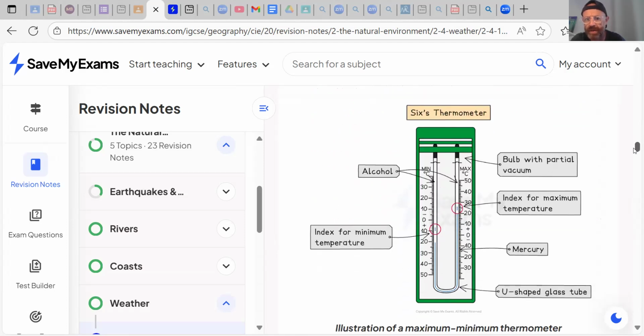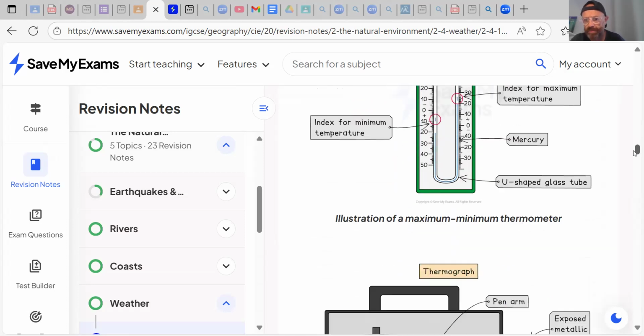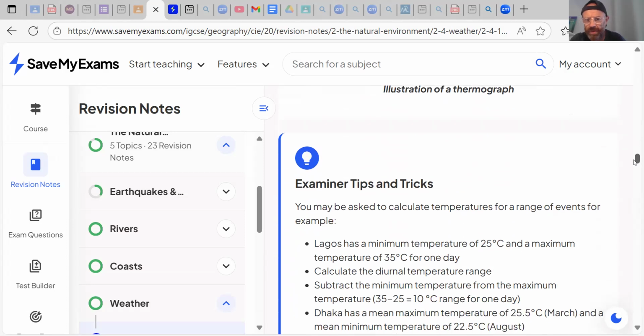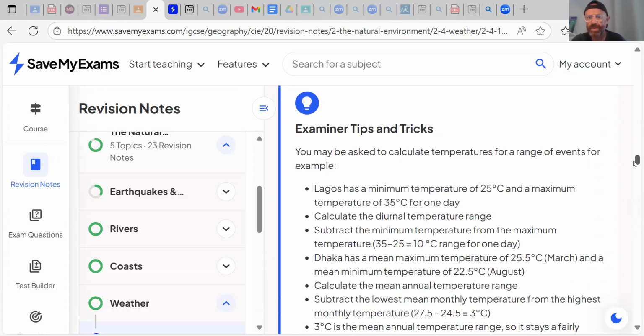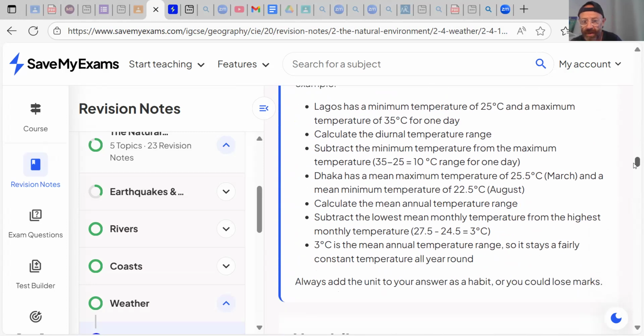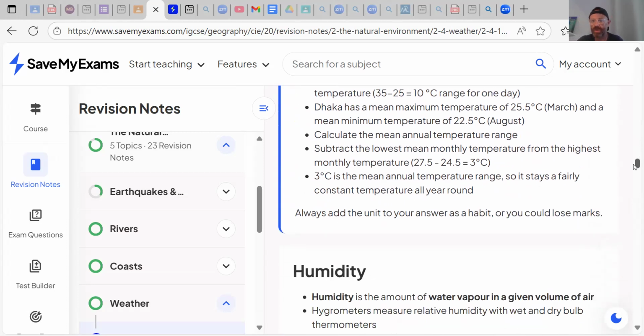Six's thermometer identifies the minimum temperature and the maximum temperature. Thermograph, we haven't really done those. Okay. The examiner's tricks and tips. You could be asked to calculate a temperature range of events. For example, Lagos has a minimum temperature of 25 and a maximum of 35 for one day. You minus the 25 from the 35, and that's your range. Okay. Things like that. Always add the units to your answer as a habit.